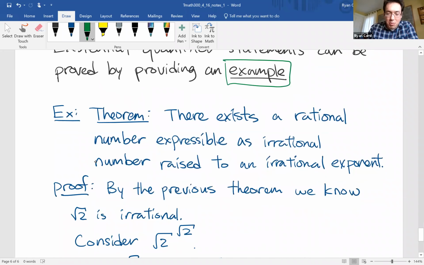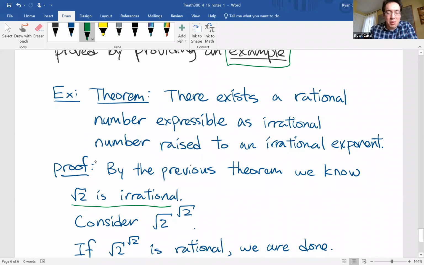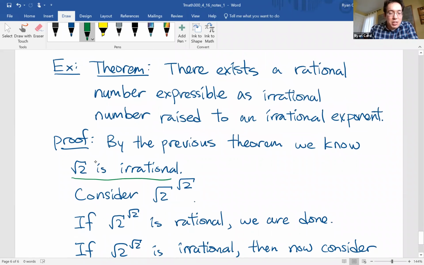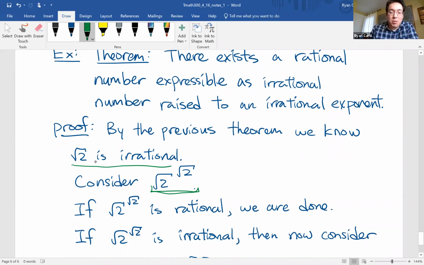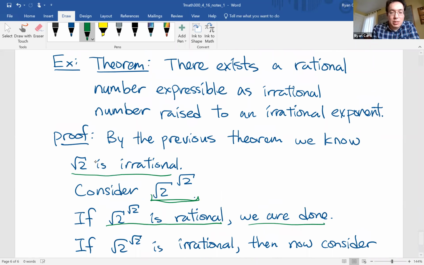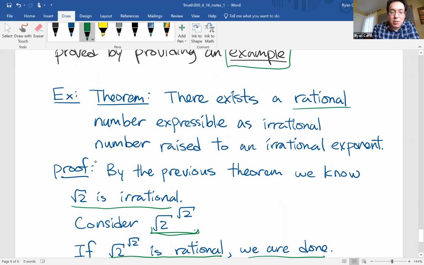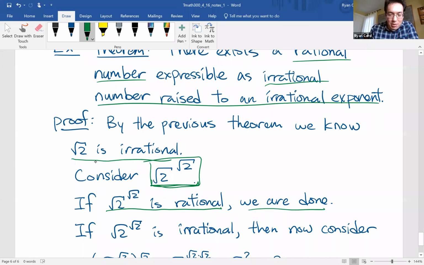So, okay, let's prove it. By the previous theorem, we know that square root of 2 is an irrational number. In fact, that's the only irrational number that we know in this class so far. So let's consider square root of 2 raised to the square root of 2 power, okay? So I actually don't know if this is rational or irrational, but it's either one or the other, right? So if square root of 2 raised to square root of 2 is rational, then we are done, because that was the theorem, right? There exists a rational number expressible as an irrational number raised to an irrational exponent. And this would be it, because root 2 is irrational.